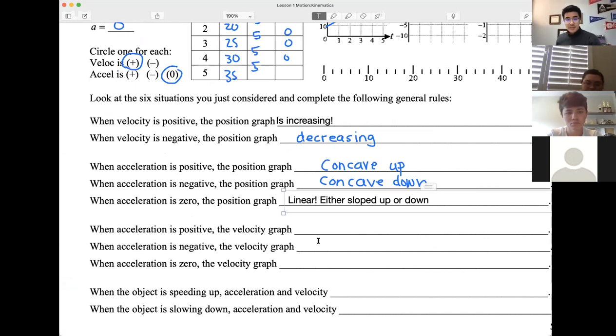Oh my God. Good job, Notability. Not letting me write. Increases at a constant rate.